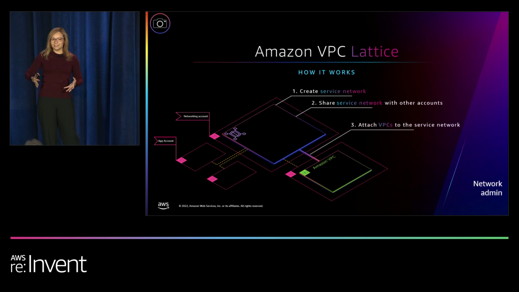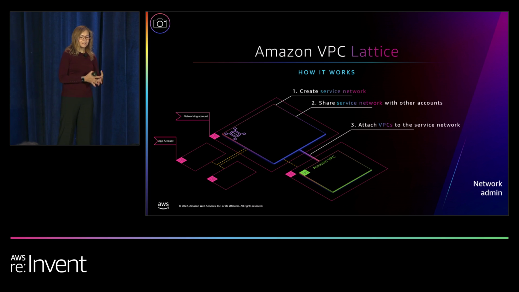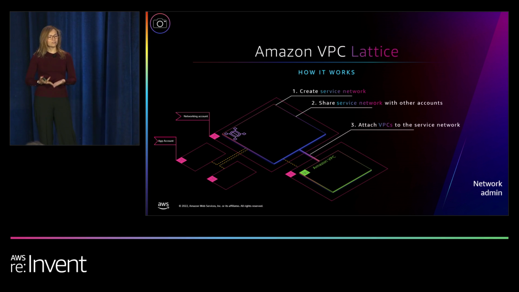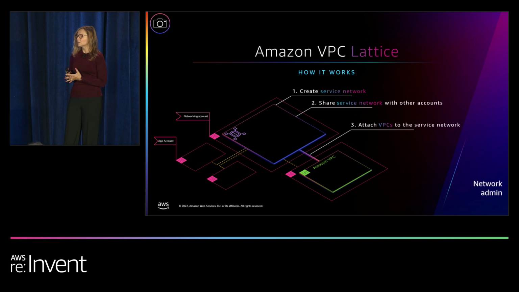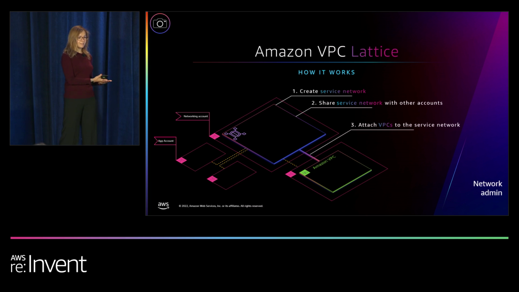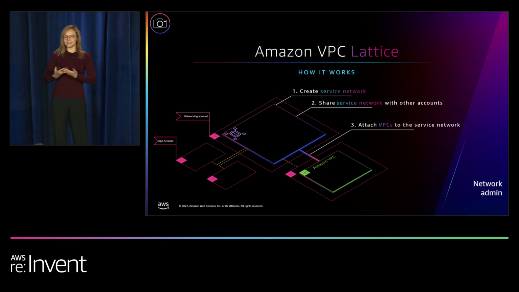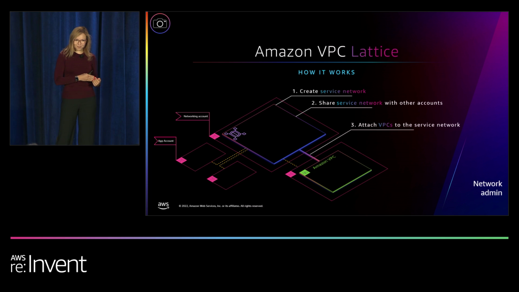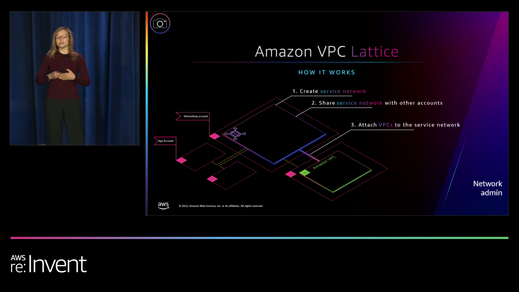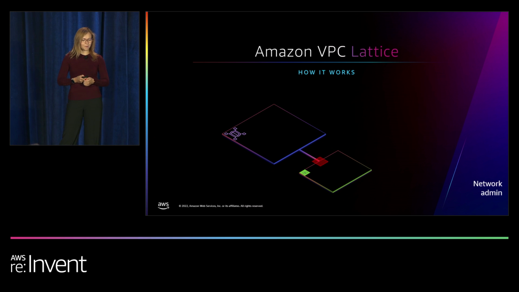Now, we've created the service network, we've shared it. The third thing, we need to attach VPCs to the service network. When we attach VPCs to the service network, we essentially enable application networking for these VPCs so that services in these VPCs are able to start consuming other services that are registered in the service network. We'll get there to the registration part. But this is essentially opening the path, right, to application networking.